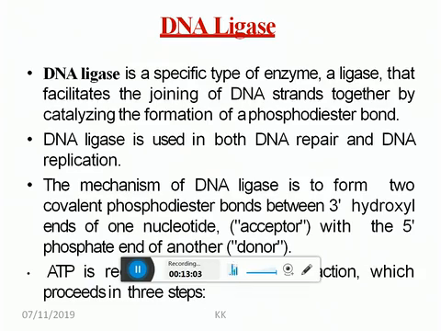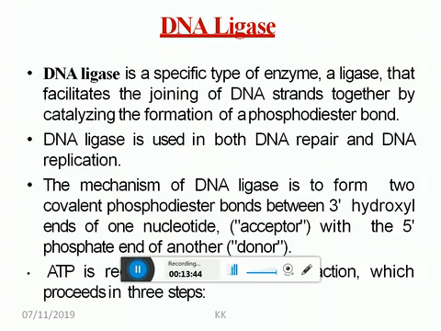Next we are going to see DNA ligases. This is a specific type of enzyme, a ligase, that facilitates the joining of DNA strands together by catalyzing the formation of phosphodiester bonds. DNA ligase is an enzyme used for joining DNA fragments. It is used in both DNA repair and DNA replication. The mechanism of DNA ligase is the formation of 2 covalent phosphodiester bonds between the 3' hydroxyl end of one nucleotide, the acceptor, and the 5' phosphate of another, the donor.